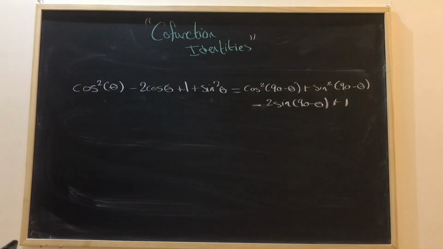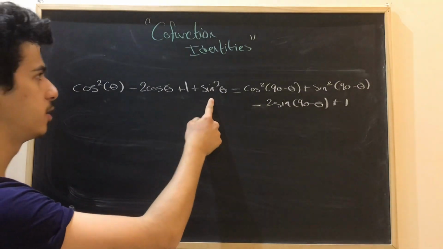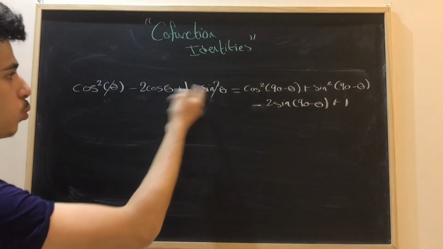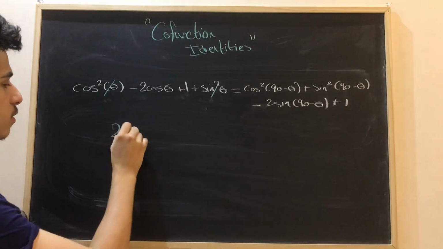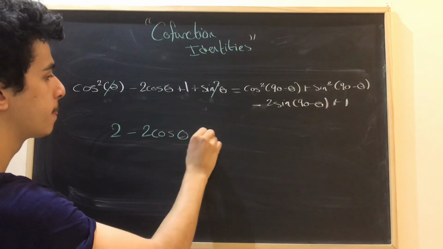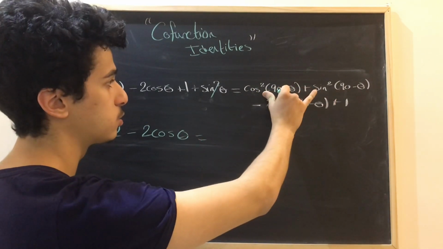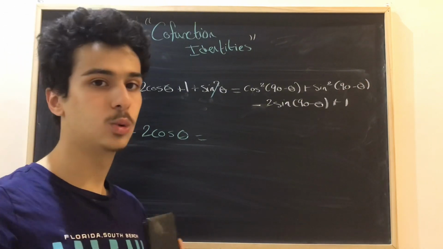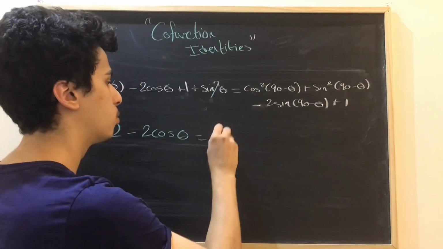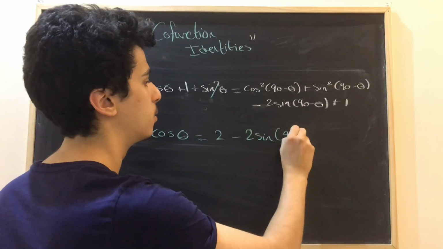Anyways, so we get some simplification here. We have cosine squared plus sine squared, according to our Pythagorean identity, is 1. And we can add this 1 to this other one. We'll get 2 minus 2 cosine theta. On this side, we have something very similar, cosine squared 90 minus theta and sine squared with the same argument. We'll get a 1. We'll add it to this one. We get a 2 minus 2 sine 90 minus theta.